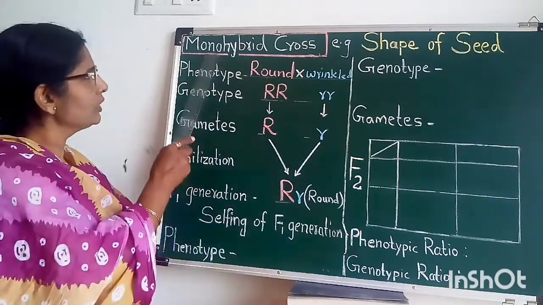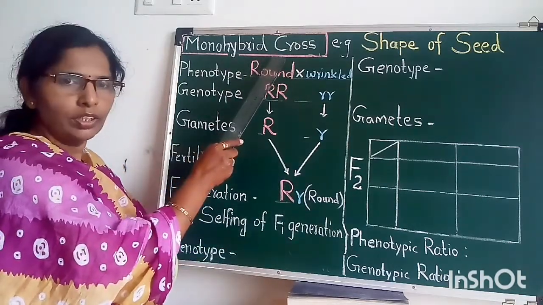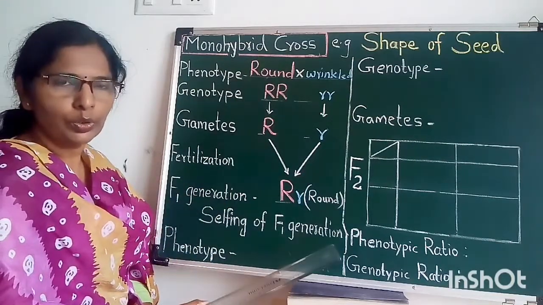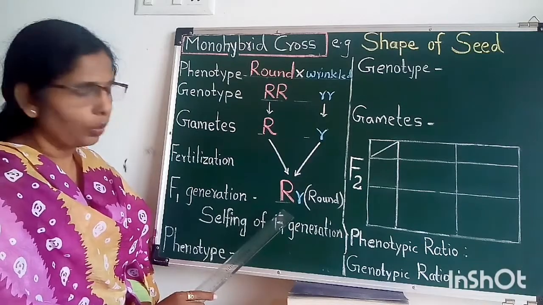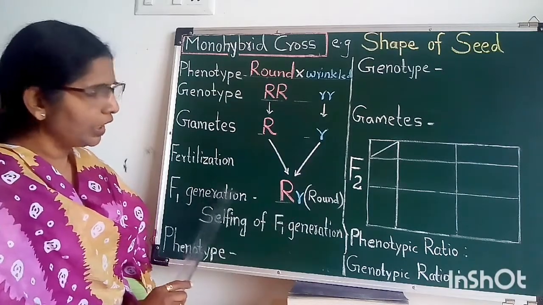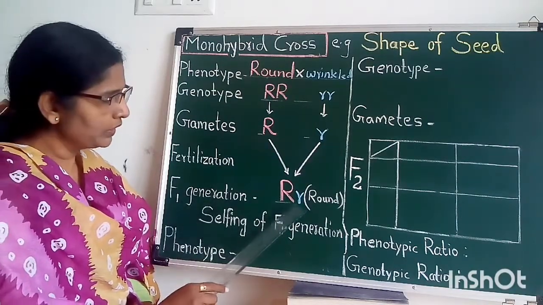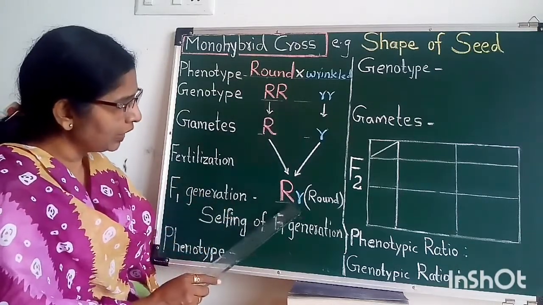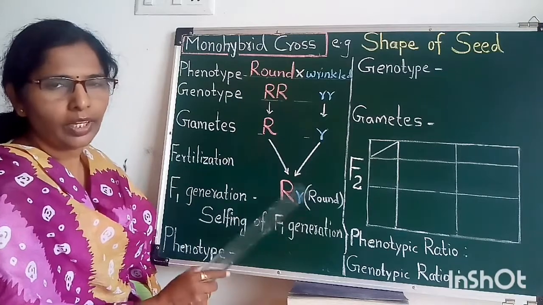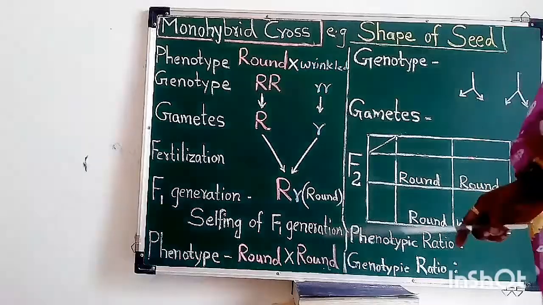So simultaneously, along with the monohybrid cross, we will be studying laws also. Two laws we will be studying. The first one is the law of dominance, which is expressed in the F1 generation. What it says is that the alleles or the traits that express in F1 generation are called dominant.